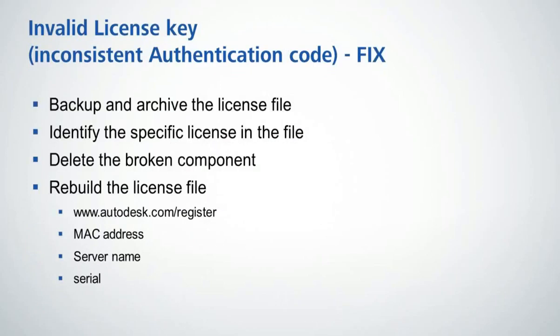Basically, just back up and archive that file you have. I don't like to delete anything outright if I can avoid it, in case something was done wrong in the transfer, for maybe I loaded the file wrong. I want to make sure I have the original. Identify the specific license, delete the broken part, and you rebuild it. Just grab a new license file. You need the MAC address, the server, and the serial like usual, and that should take care of that.